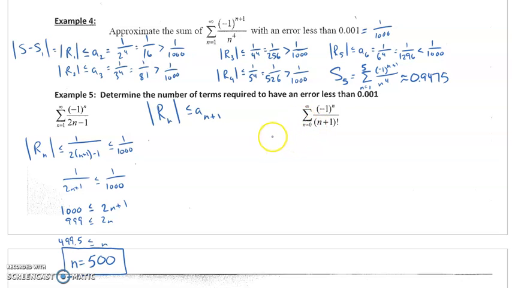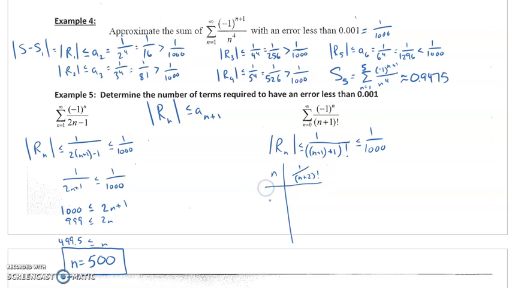Same idea here. We know that r sub n is less than or equal to 1 over n plus 1 factorial, where we're replacing this n with n plus 1. And again, we want to make sure that this is less than or possibly equal to 1 over 1,000. Now this one is not so easy to solve algebraically, so we're going to make a chart here. This is the same thing as 1 over n plus 2 factorial.